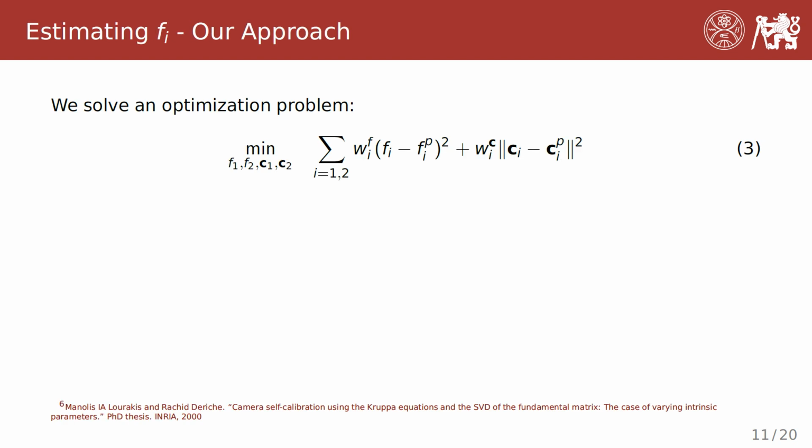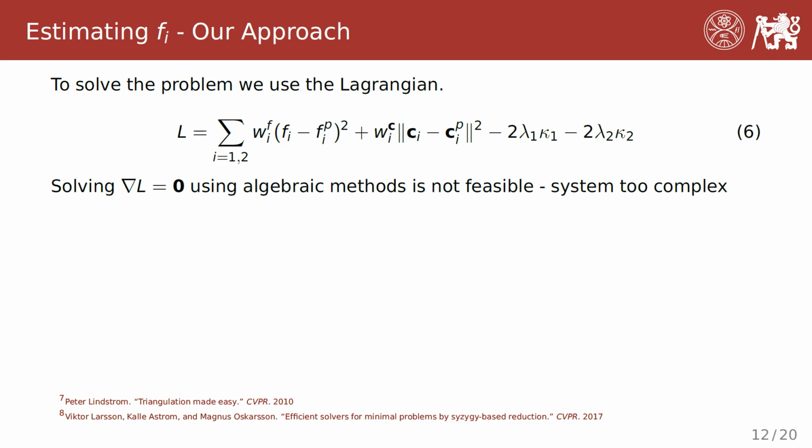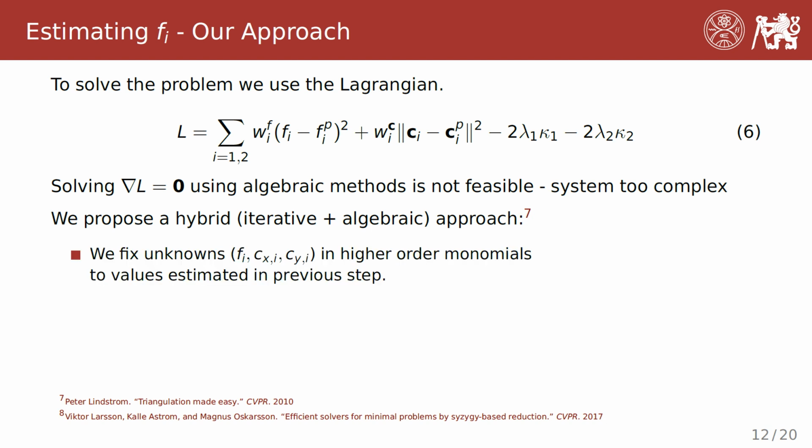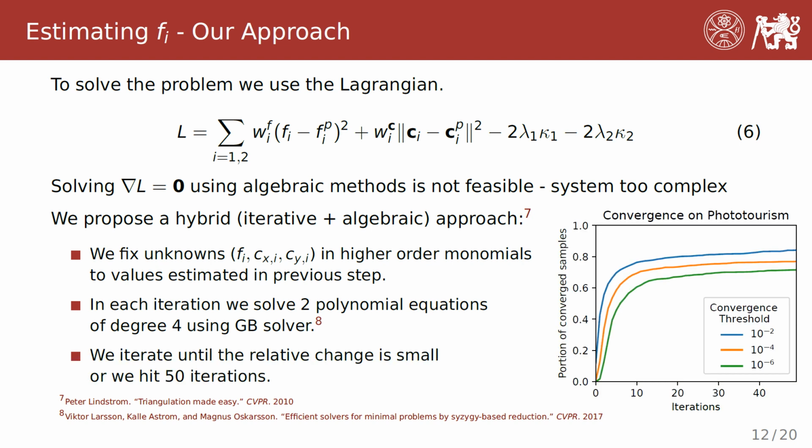We formulate the problem as constrained optimization. We minimize the distance of the estimated focal lengths and principal points to user-defined priors under the constraint that the Kruppa equations hold. To solve the problem, we use the Lagrangian, which yields a system of polynomial equations. However, finding its roots using algebraic methods is not feasible. Instead, we propose a hybrid iterative and algebraic approach, where we fix the unknowns in higher-order polynomials to values estimated in the previous iteration step. In each iteration, we solve 2 polynomial equations of degree 4 using a Gröbner basis solver. The proposed method usually converges in less than 50 iterations.